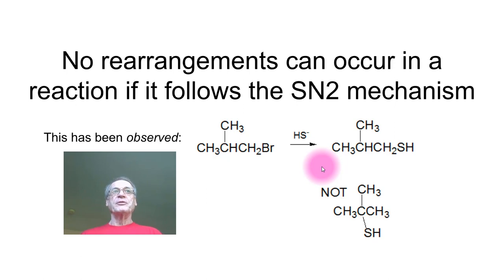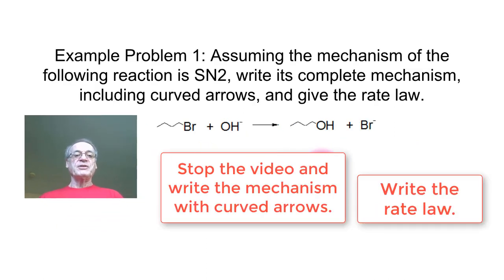So basically there are 3 things. It's bimolecular kinetics, it's inversion of stereochemistry, and no rearrangements can occur. Those are all pieces of evidence for an SN2 mechanism. So here's an example problem.